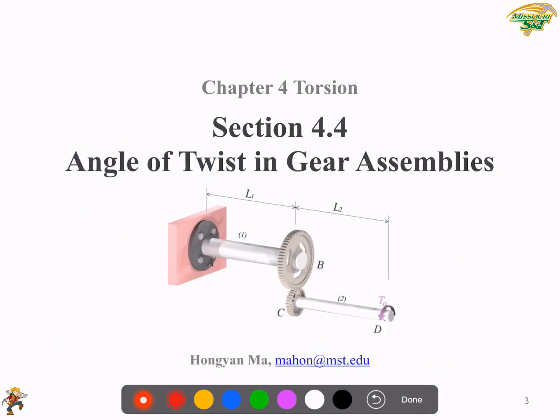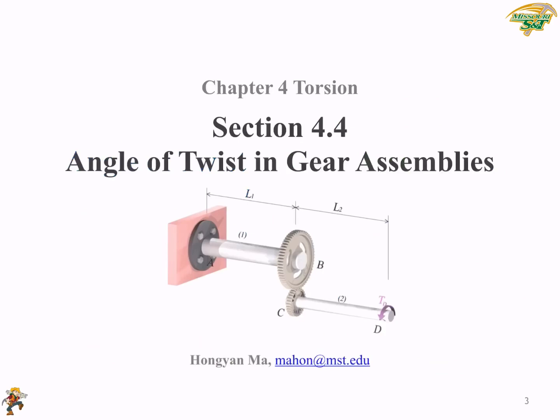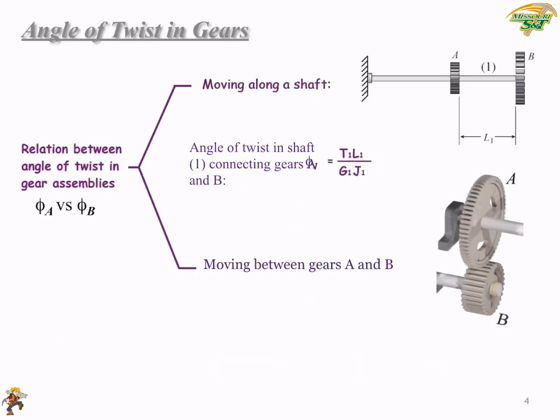Then in this section 4.4, we will analyze the angle of twist in gear assemblies. Of course, we will use gear ratio and those 5 rules to do this analysis. In this slide, please look at these 2 gear connections. In both case 1 and case 2, we just have 2 gears, gear A and gear B. Just in case 1, gear A and gear B are connected with each other through a shaft, while in case 2, gear A and gear B are directly connected.